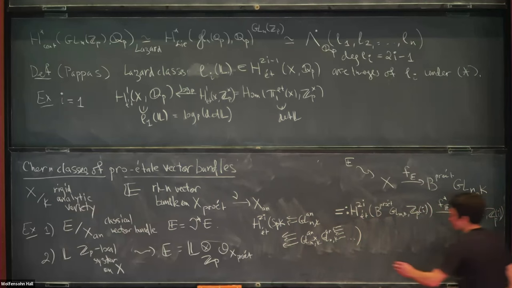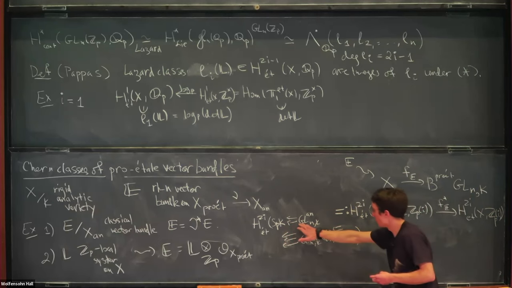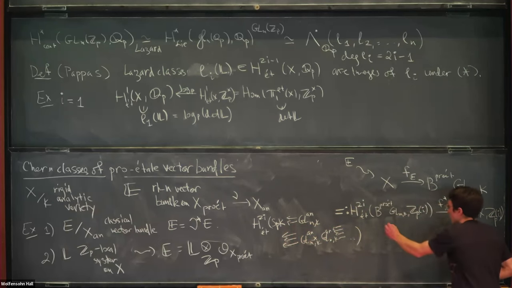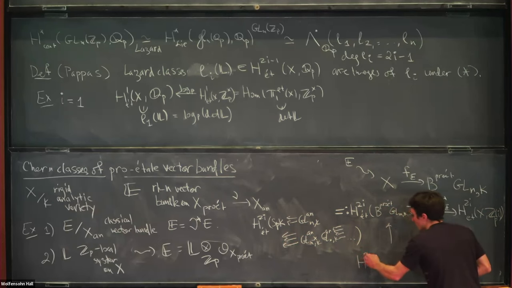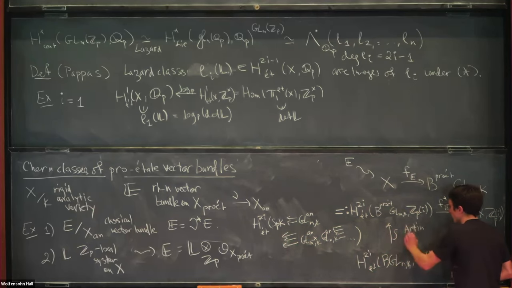But by Artin comparison, étale cohomology of all these gadgets, they're actually equal to the algebraic étale cohomology of the analogous algebraic varieties. So a priori, there is a map, and really all we need is a map from the usual étale cohomology of the algebraic classifying stack BGL_N, again, happening over K. And this map happens to be an isomorphism by Artin comparison. Huber's Artin comparison.